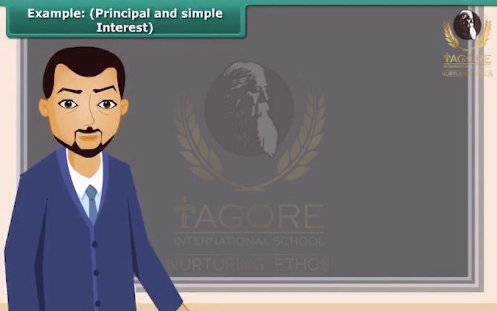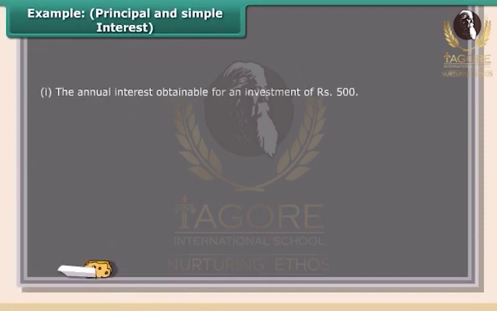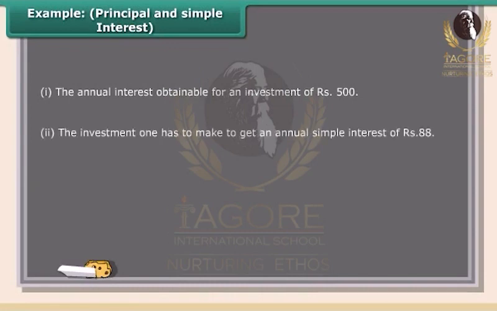Example. Principal and simple interest. A bank gives 11% simple interest on deposits by senior citizens. Draw a graph to illustrate the relation between the sum deposited and simple interest earned. Find from your graph: 1. The annual interest obtained for an investment of rupees 500. 2. The investment one has to make to get an annual simple interest of rupees 88.